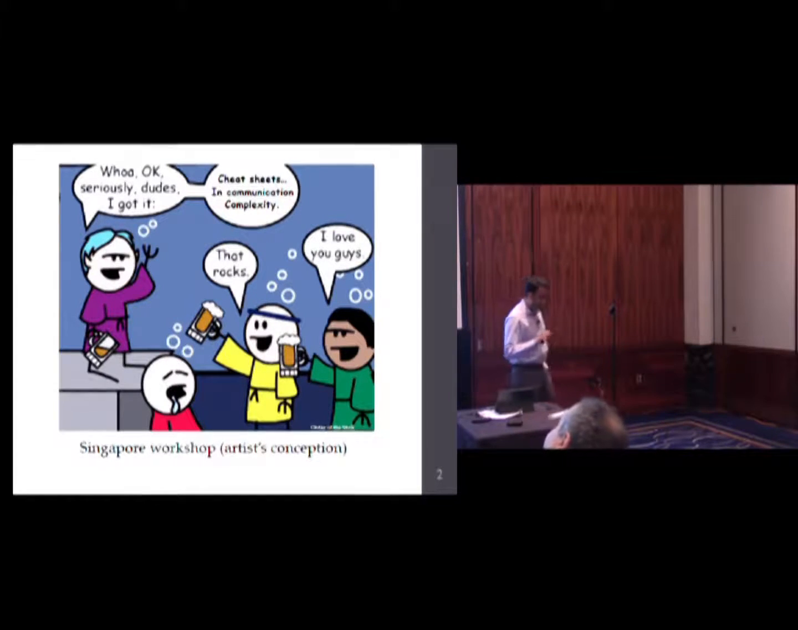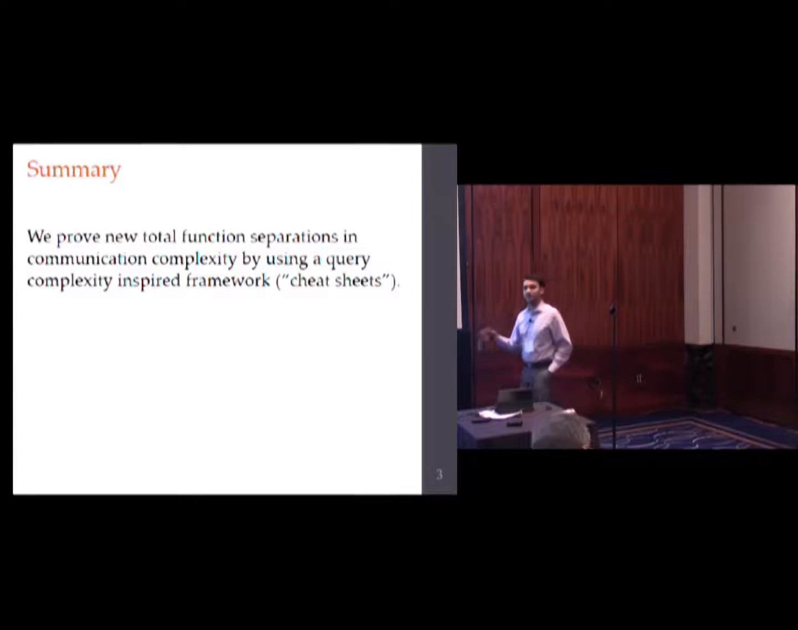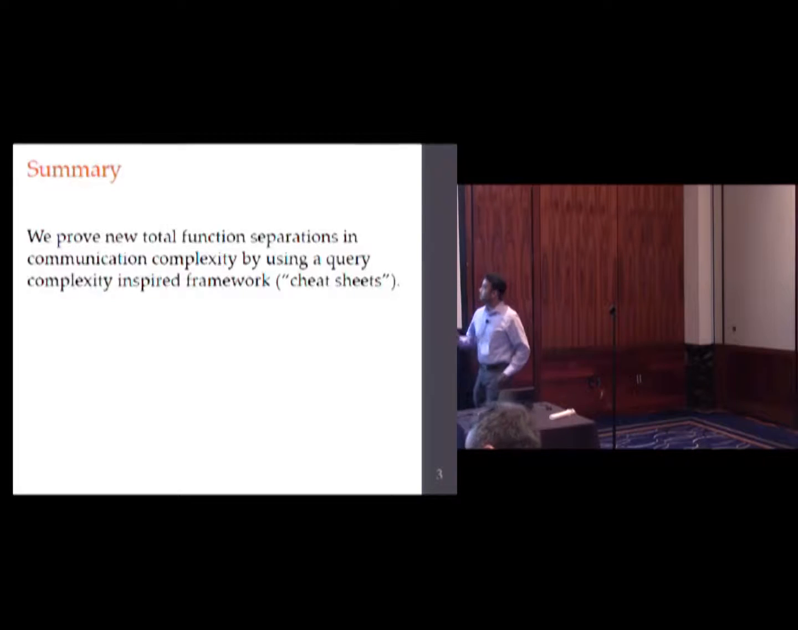Okay, so in more seriousness, what this talk is about is proving new total function separations in communication complexity using a framework from query complexity that's called the cheat sheet framework, the thing I referred to on the previous slide.